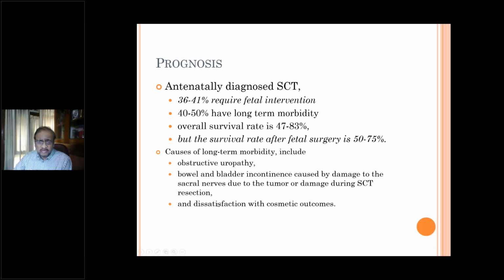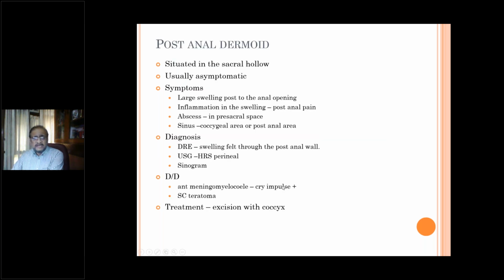If you have a long-term comorbidity, that's usually because of obstructive uropathy, bladder bowel involvement, incontinence, because you have touched on those nerves, you're not very careful enough, and the child and the parents are not happy with the cosmetic outcomes. The last slide, and this is the post-anal dermoid situated in the sacral hollow.